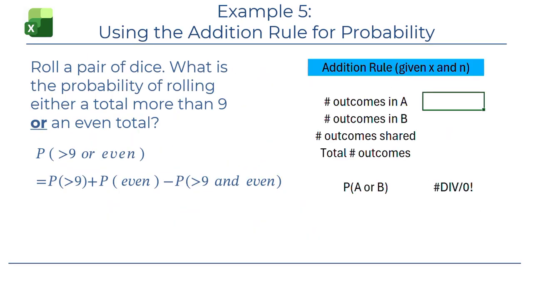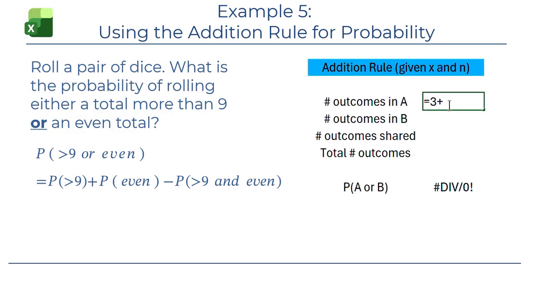For example 5, again we're going to roll a pair of die. What is the probability of rolling either a total more than 9 or an even total? Let's list the ways that we could get a total more than 9. So a total of 10 would be 4 and 6, 5 and 5, or 6 and 4.